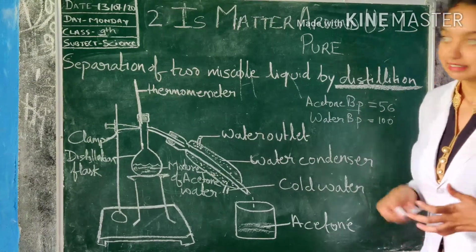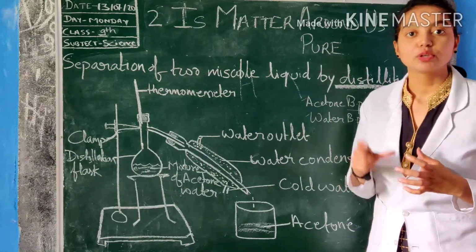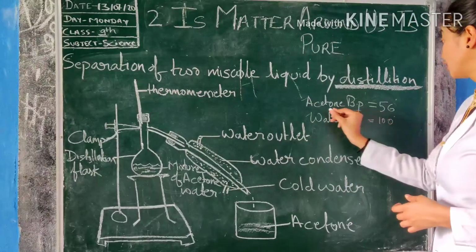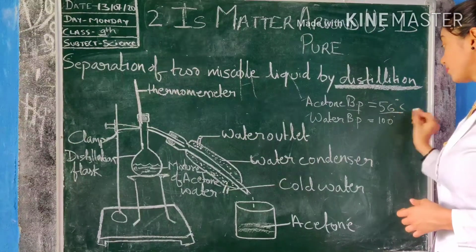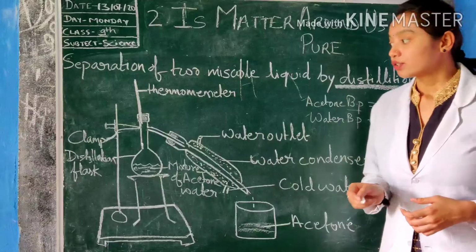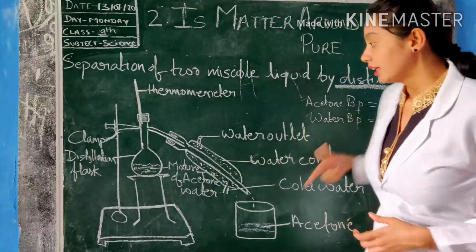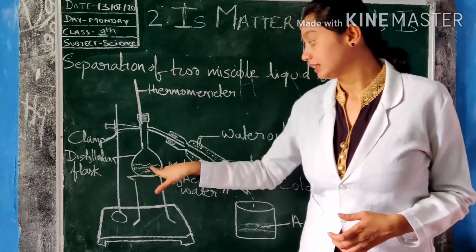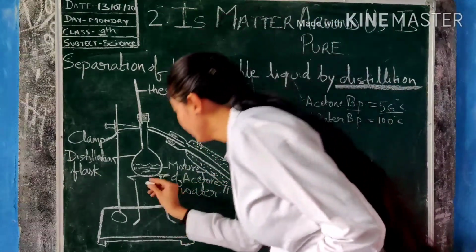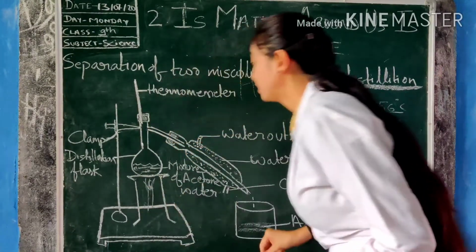Let's take an example. For example, acetone and water get mixed. But we know that the boiling point of acetone is 56 degrees Celsius and the boiling point of water is 100 degrees Celsius. So what do we do now? We pour this mixture in a distillation flask, and we provide heat to this mixture.